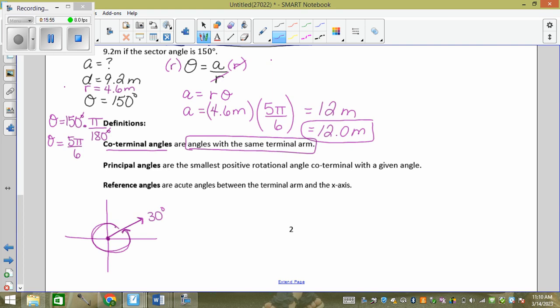So, what could this also be instead of 30? 30 plus another 360. What is that? 390. That is not 390. 390. Okay, you're still on 30. True statement?